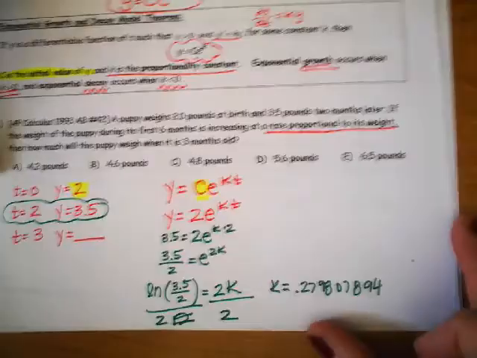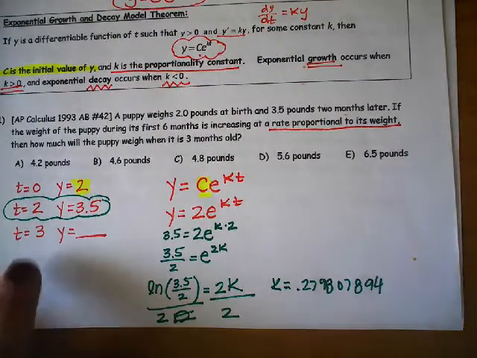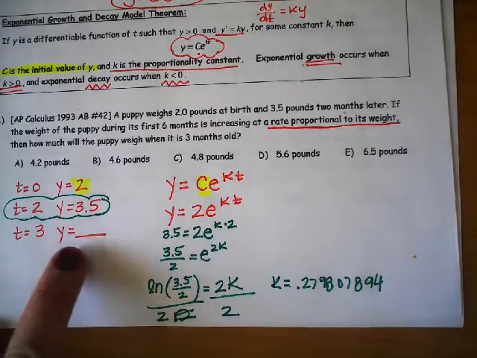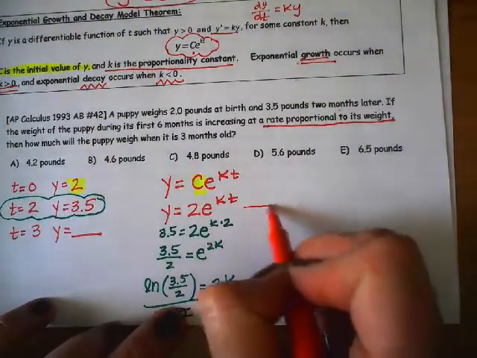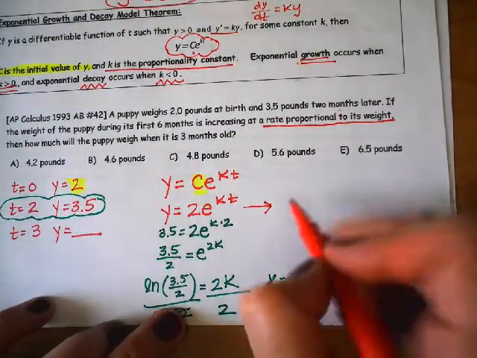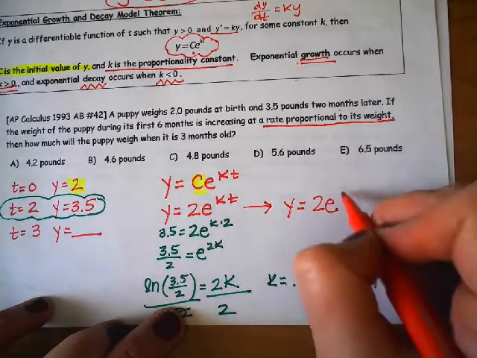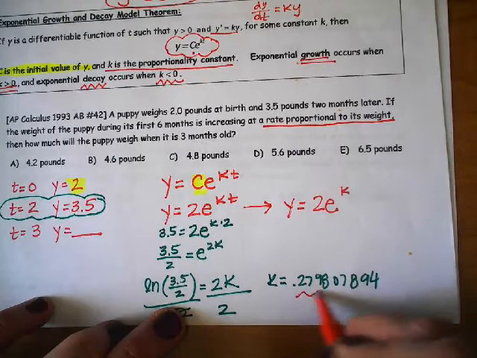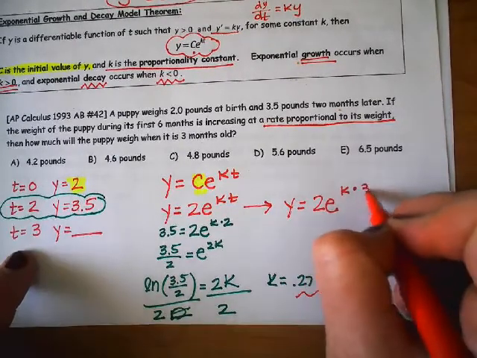Now, that wasn't the question. I didn't answer the question yet. The question asked, at time is 3, what is Y? So I'm going to go back to this right here, and I'm going to look and see what is Y. Y equals 2 e to the K, which I'm going to put in for K, times time is 3.